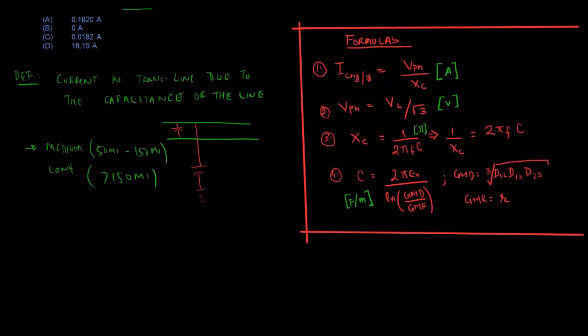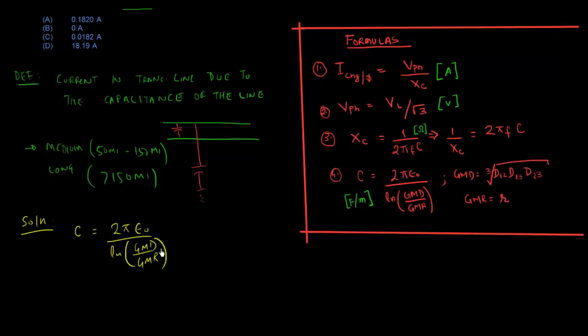So now let's look at the solution for the problem. We have to get to this formula, but we'll start going from 4, 3, 2, 1 because we need capacitance for capacitive reactance, and we need, excuse me, the phase voltage for the final formula as well. So let's start right down here. Capacitance is 2 pi epsilon naught over ln of GMD over GMR.